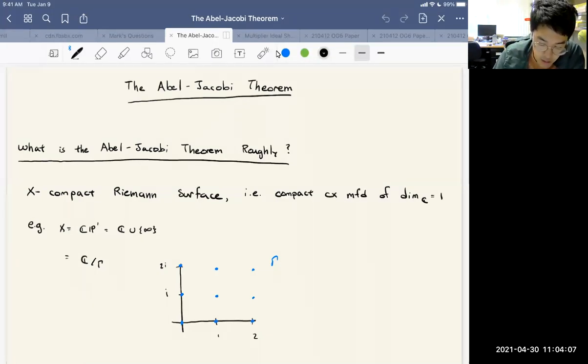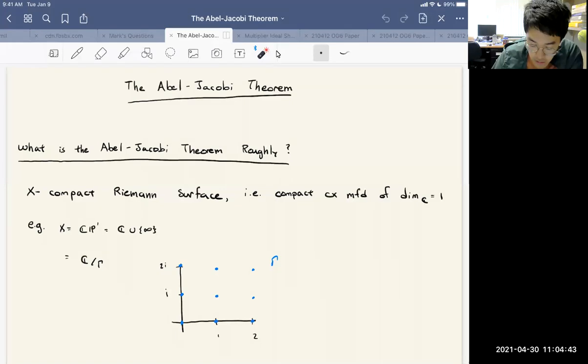So I wanted to begin by talking about what the theorem is roughly. Let X here be a compact Riemann surface. You can just take this to mean a compact complex manifold of dimension 1. If you're not familiar with Riemann surfaces, you can think about complex projective space, CP1, which can be thought of, at least topologically, as the one-point compactification of the complex numbers.